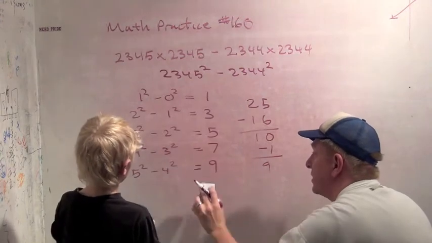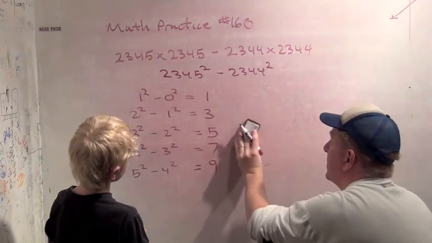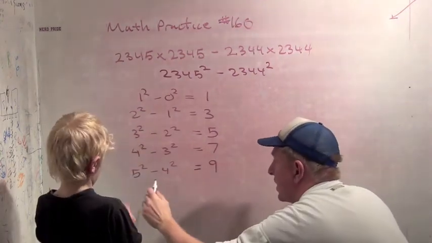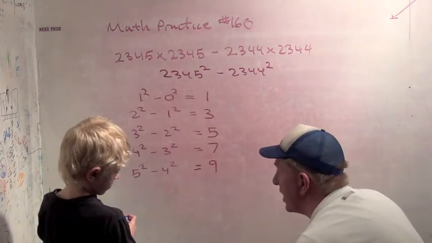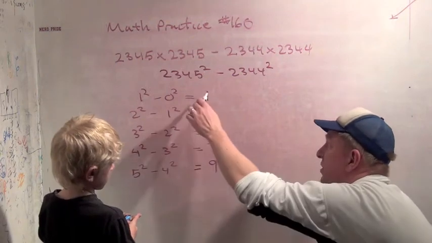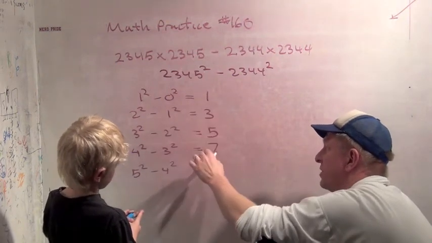Okay. Our next one we think is going to be 11. And that'll be 6 squared minus 5 squared, but maybe I'll let you work that out later today for practice. But now, we think we see a pretty good pattern here with the odd numbers.